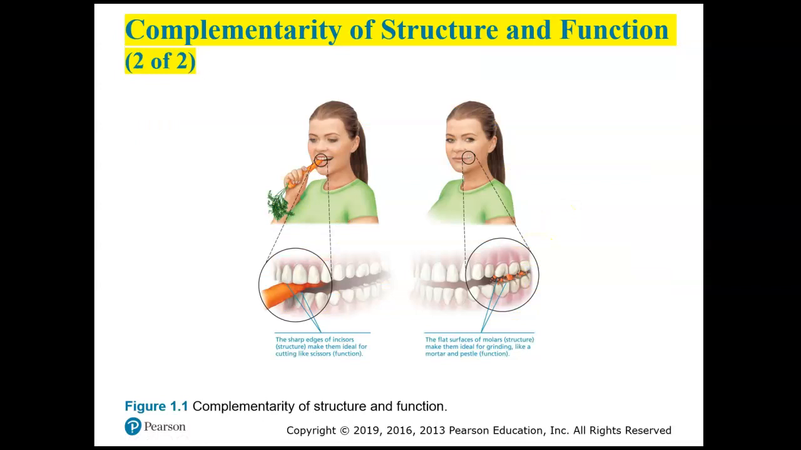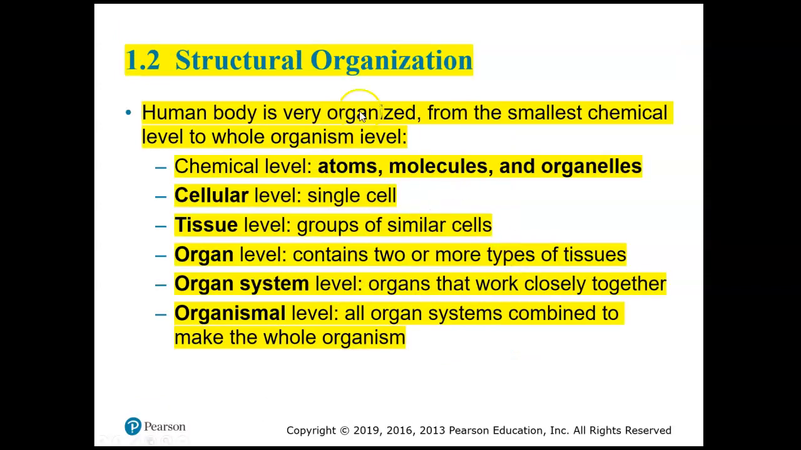So that their structure reflects their function. Okay, so in section 1.2, we are going to cover structural organization of the human body, beginning with the simplest level all the way to the organism level, or the actual human being level. So at the chemical level, we have atoms.